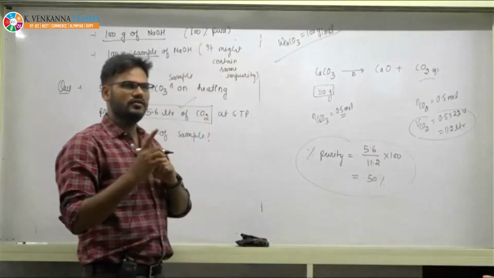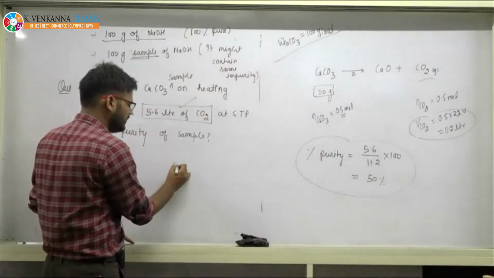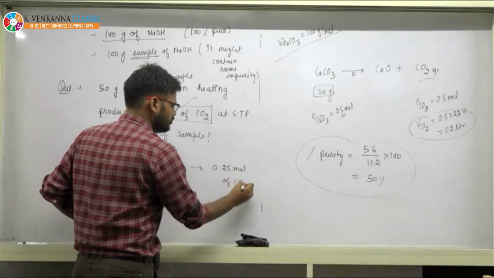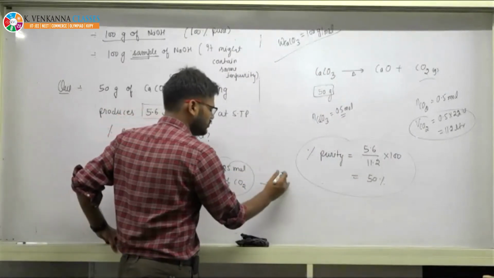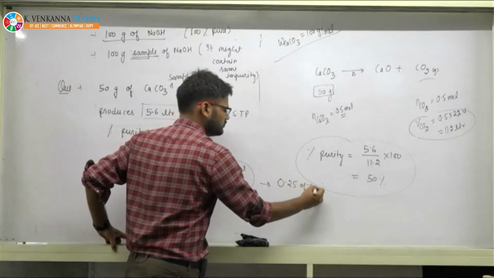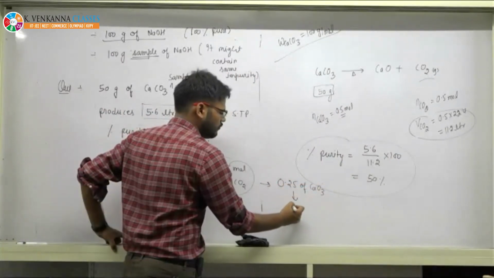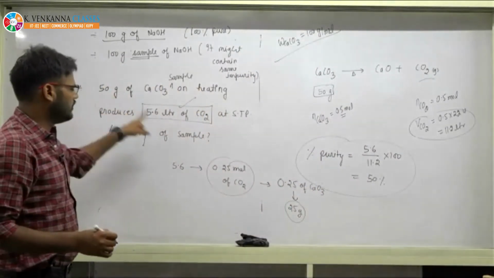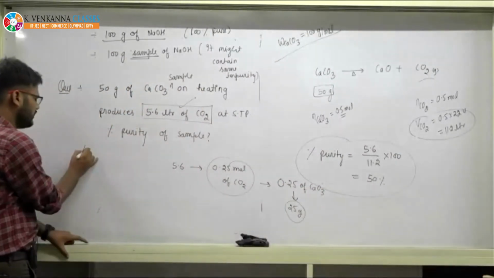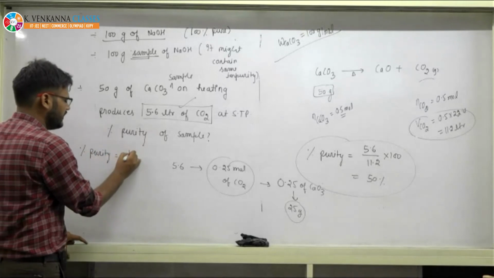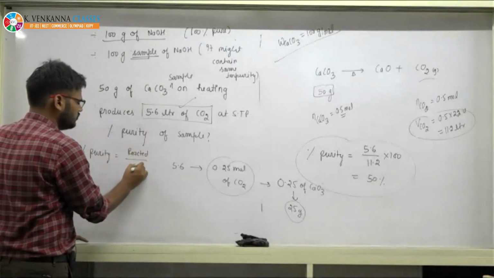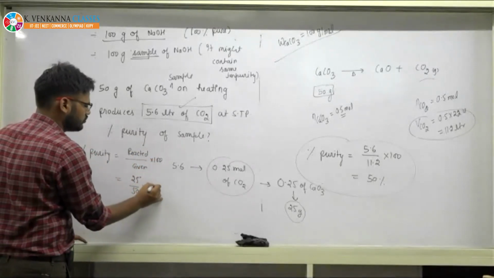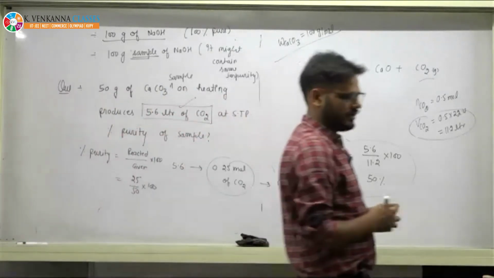Or you can solve it by another method: 5.6 liter means 0.25 moles of CO2. And 0.25 moles can be produced by 0.25 moles of calcium carbonate. And 0.25 moles of calcium carbonate means only 25 gram of calcium carbonate. So out of 50, only 25 gram are reacting. So percentage purity is nothing but reacted upon given into 100. Reacted is only 25, given is 50. This is how you can also calculate it. So I have told you two methods, right?